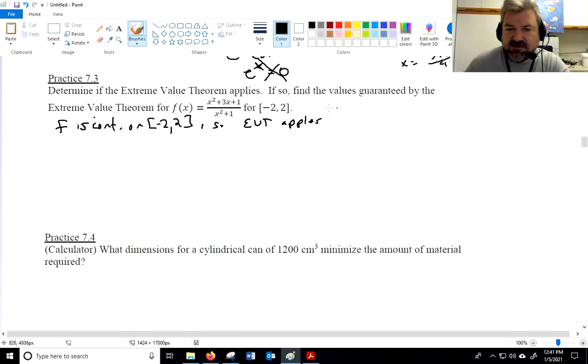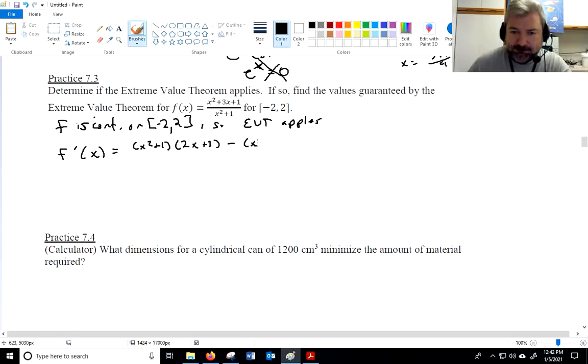So we're going to find the values guaranteed by the extreme value theorem. Okay, well, we can find those values. The way we find those values is we take the derivative, and we use the quotient rule. So that's low d high minus high d low, all over low, low.